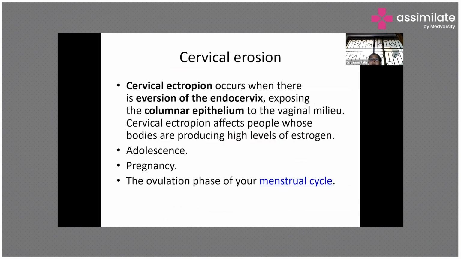Usually, commonly, we will be talking about cervical erosion, which is quite common. Cervical erosion or ectopia, it is always a confusing word. We can take it as a similar thing, similar changes, which occur when there is eversion of the endocervix, which exposes the columnar epithelium of the internal layer to the vaginal milieu. Cervical ectopia affects people whose bodies are usually producing high levels of estrogen, like in adolescence and pregnancy, which is a normal physiological change. Cervical ectopia also occurs in abnormal cases, but in normal or physiological cases like adolescence, pregnancy, and the ovulation phase of the menstrual cycle, you may find this is a normal change.